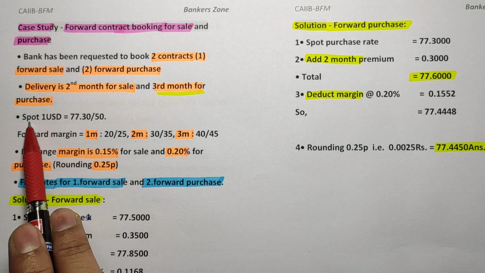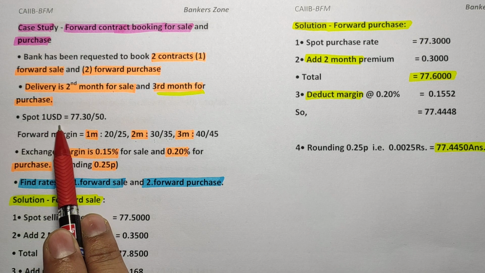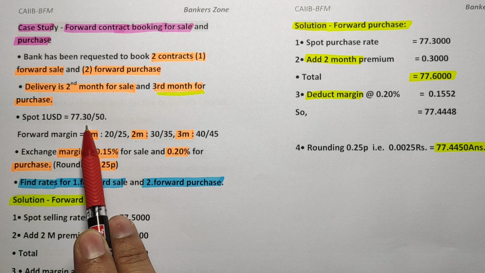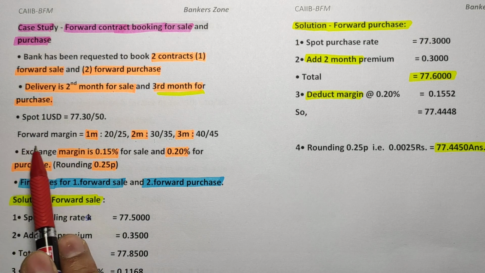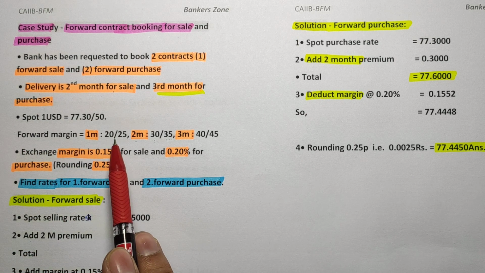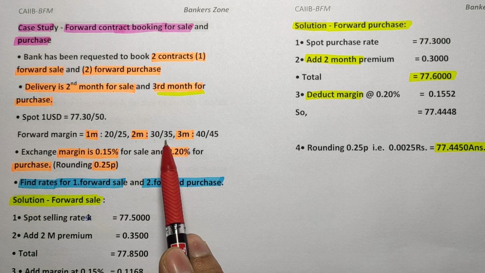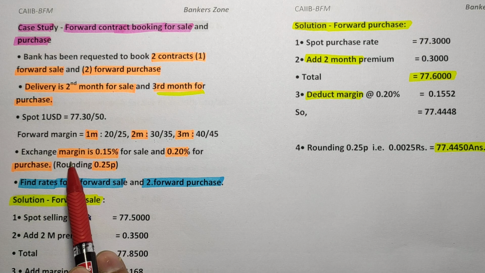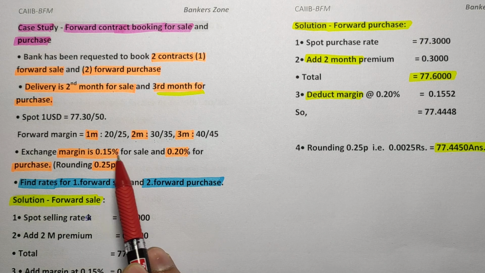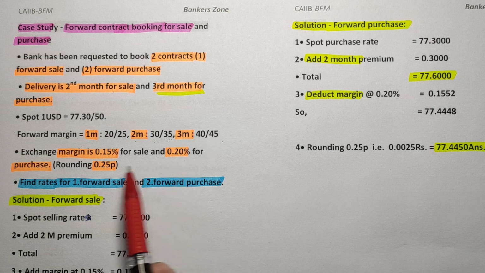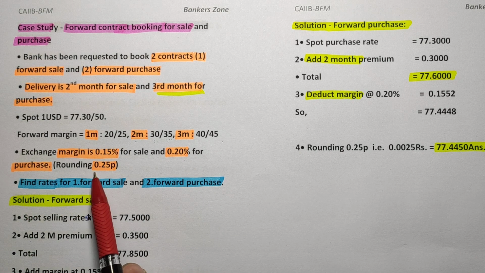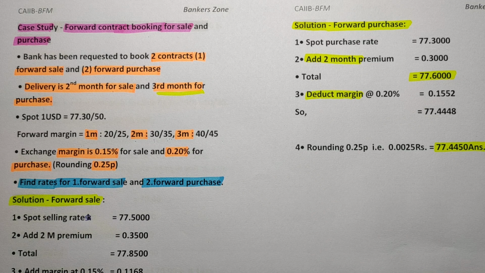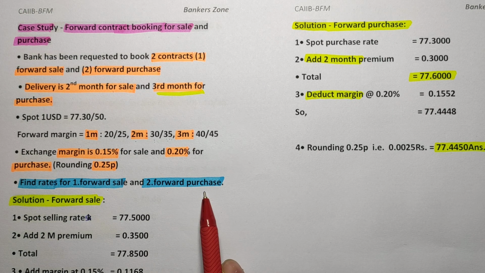Next, the spot rate they have given: $1 is equal to 77.30/50. Forward margin they have given for 1 month 20-25, for 2 months 30-35, for 3 months 40-45. Exchange margin to be charged is 0.15% for the sale and 0.20% for the purchase, and rounding should be done at 0.25 paise. So here they are saying find the rate for forward sale, and second they are asking find the rate for the forward purchase.